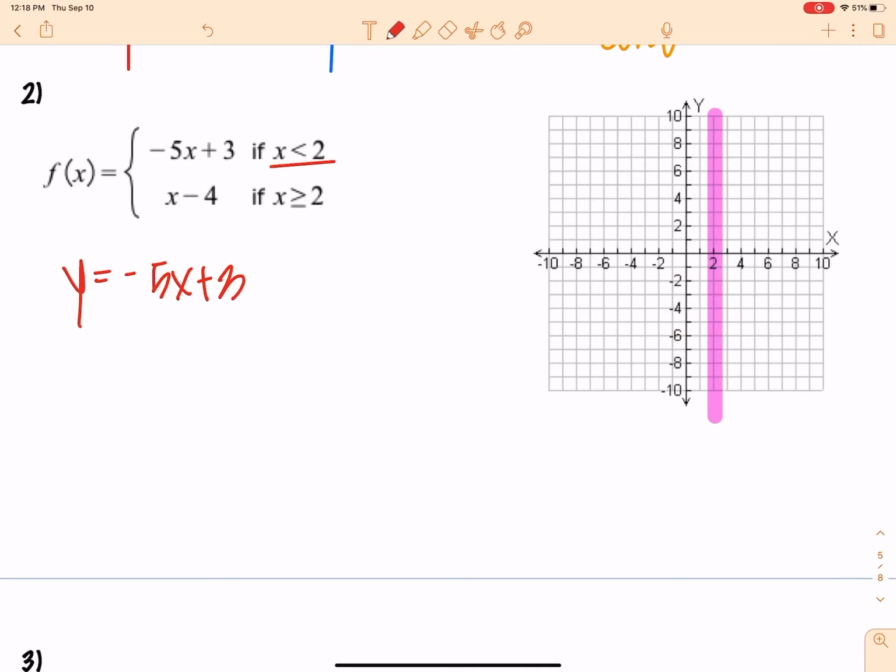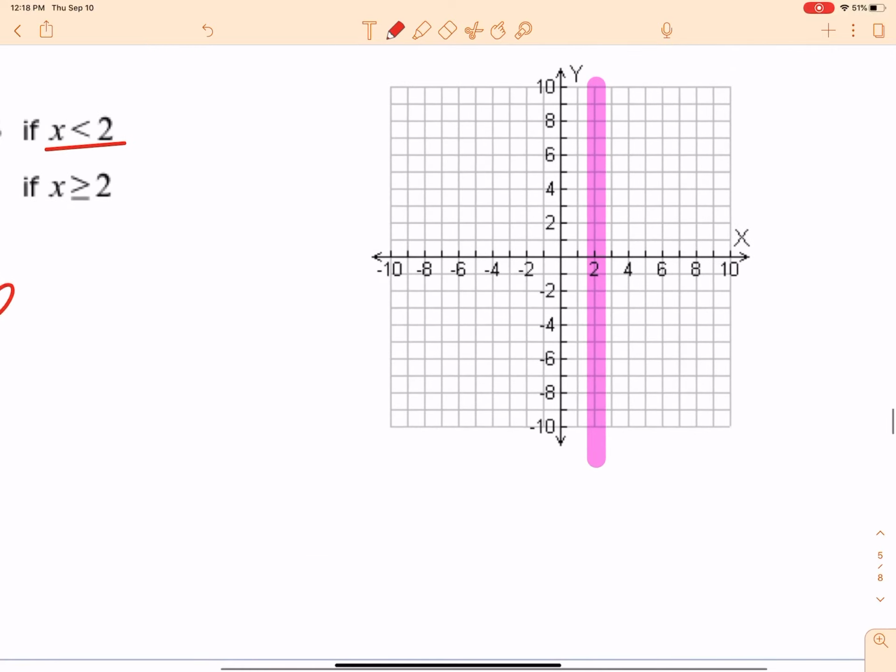Okay, now let's actually get the points to graph it. So we always use whatever x is defined on the boundary point. So we're going to use 2. This is going to be an open circle. Plug it into my equation, and it's -10 plus 3, which is -7. Okay, let's plot that point. 2, -7 with an open circle is right here.